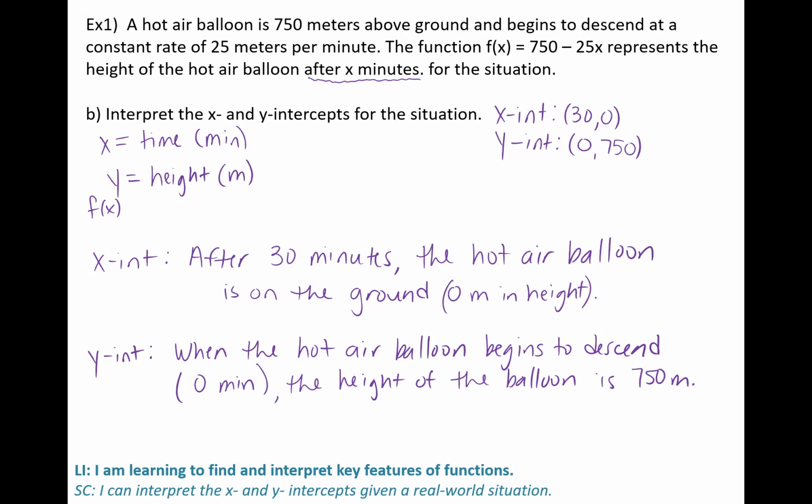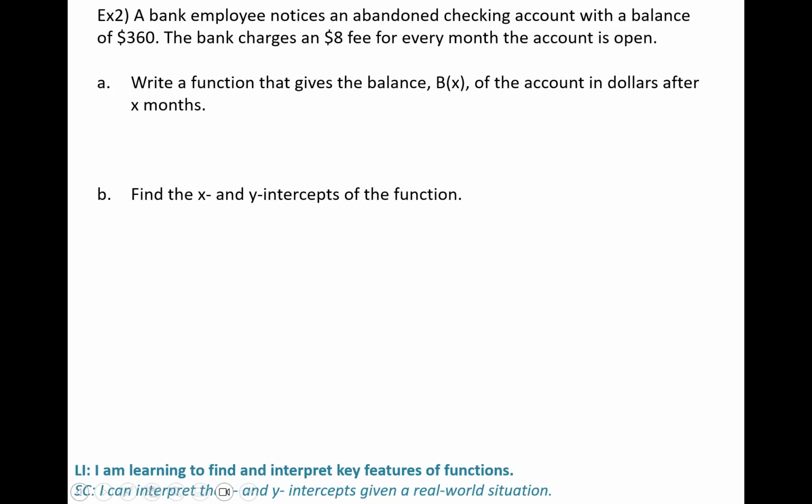That's essentially what we're going to look for each time we're interpreting intercepts: a sentence that explains the x and the y value at that particular intercept. So one sentence for x and one sentence for y. Let's go ahead and try example 2.